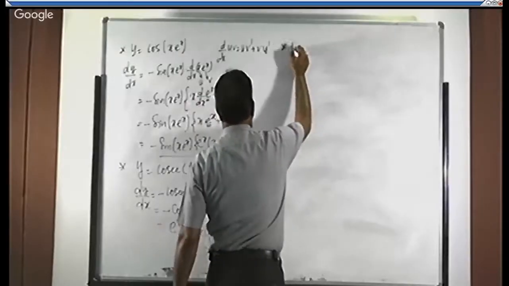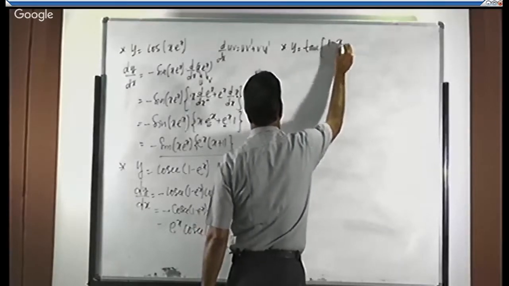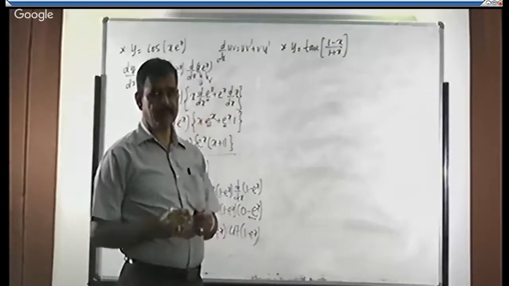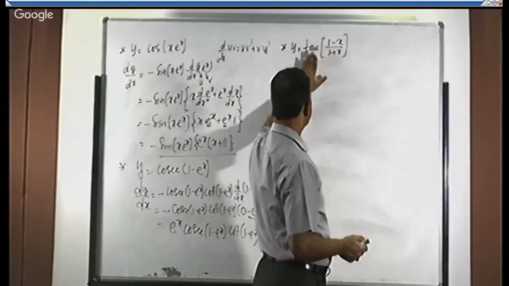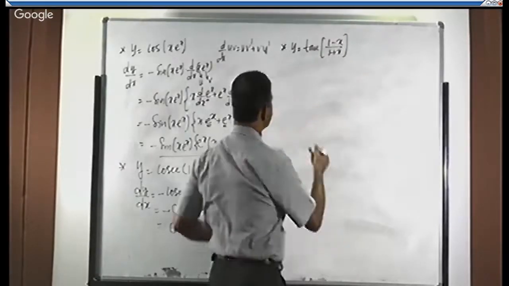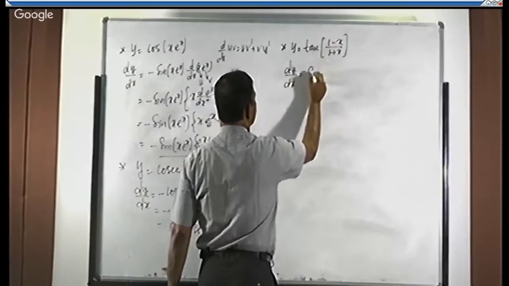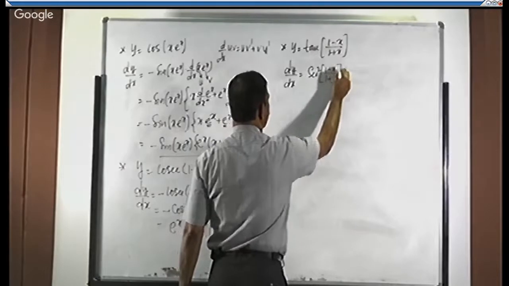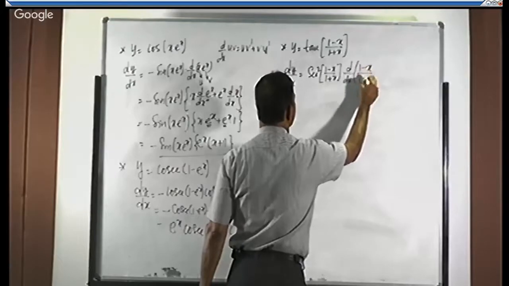Next one, y is equal to tan of 1 minus x by 1 plus x. Tan of a function. What is the function? 1 minus x by 1 plus x. So what is the differentiation of tan x? Secant square x. But here in place of x we have a function. Therefore, it has to be differentiated like this. The differentiation of tan is secant square. In place of x, we have the function, write as it is. Into what? d by dx of the function, that is 1 minus x by 1 plus x.